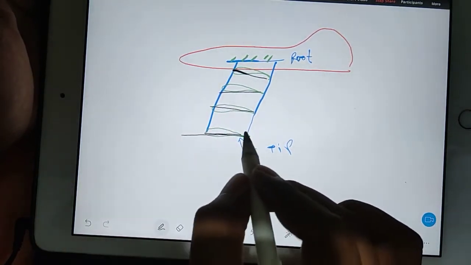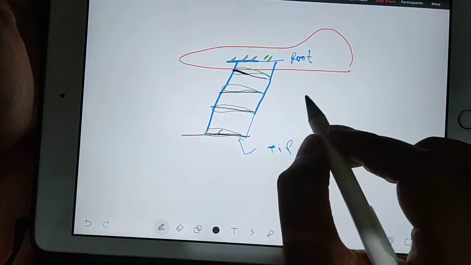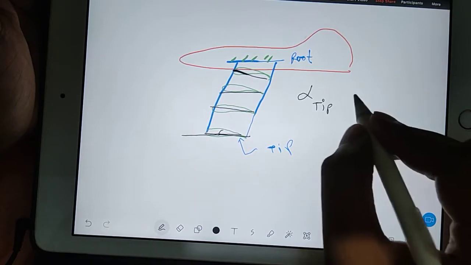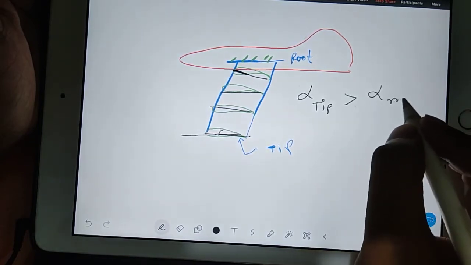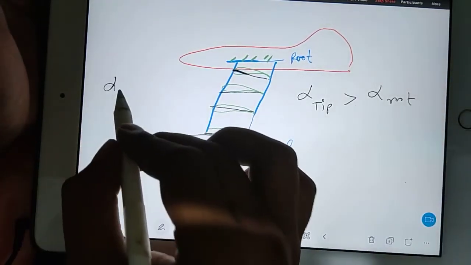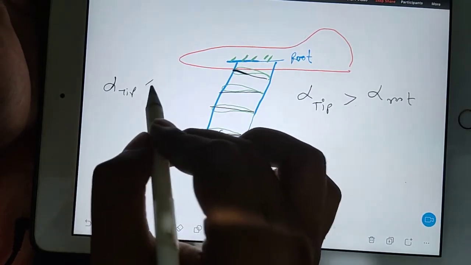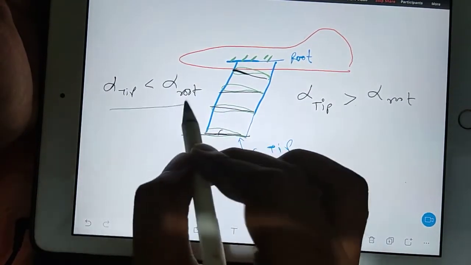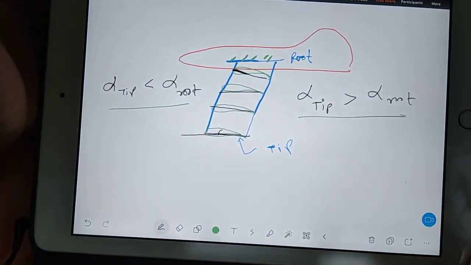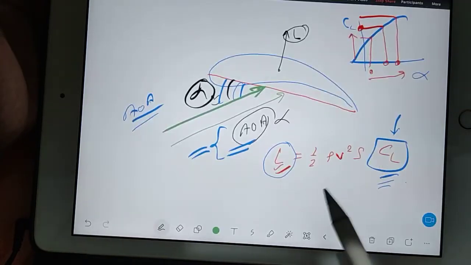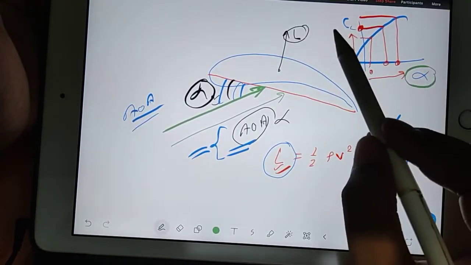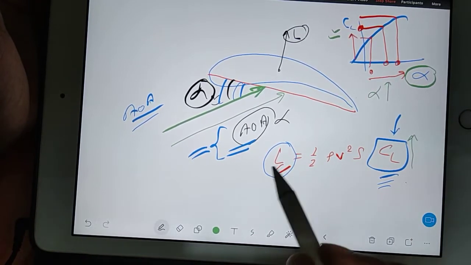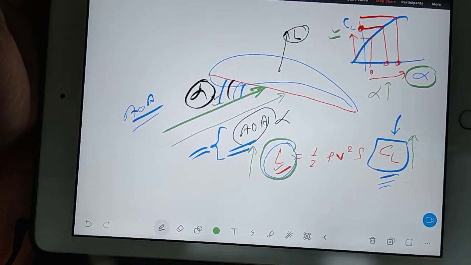Maybe here you have a different angle of attack. Alpha is the angle of attack. Maybe the angle of attack at the tip is more than the angle of attack at the root, or maybe the angle of attack at the tip is less than at the root. So because of this, what will change? Just now in the previous page I explained alpha changes CL. If you increase the alpha, the CL value will increase. Because of that, your lift will increase.